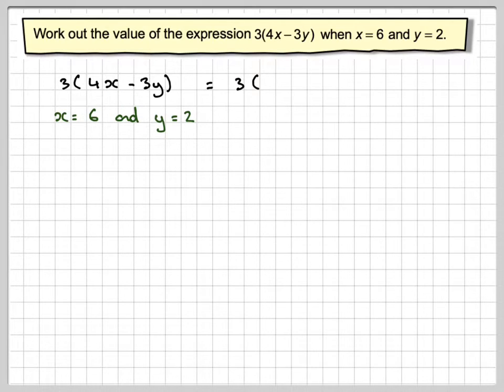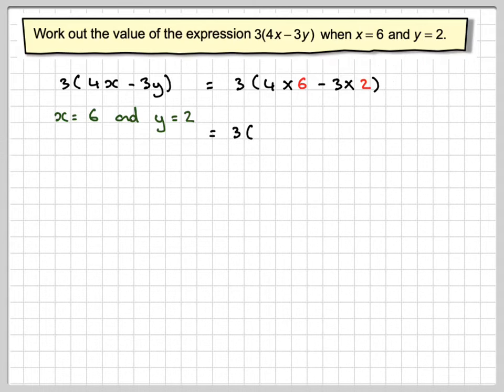Now in the brackets we've got 4x, which means 4 times x, and x is 6. So 4 times 6 minus 3 times 2. Now we need to work with this steadily. Brackets means we do the inside first, but we do multiplication before the subtraction.